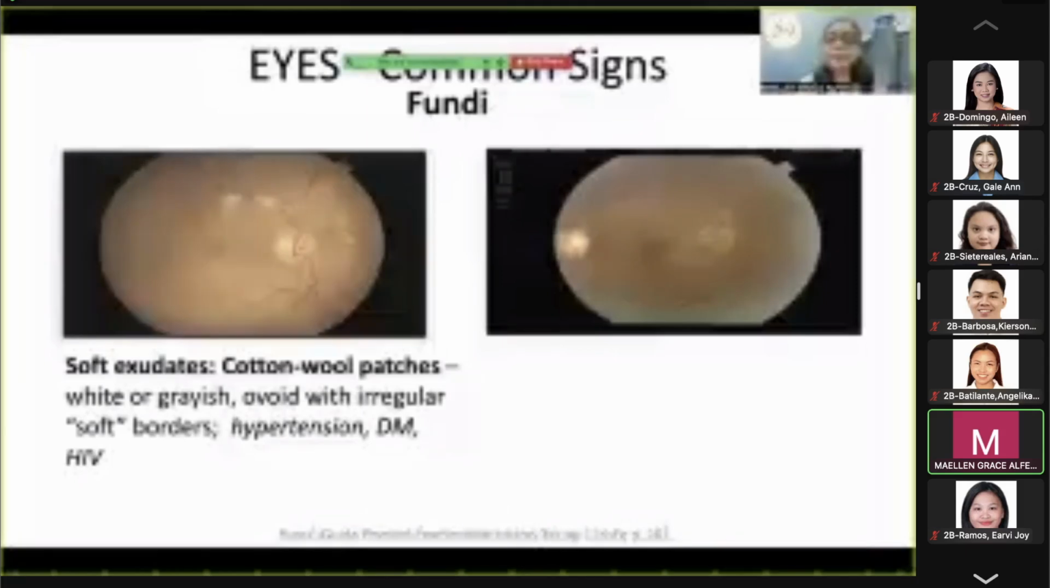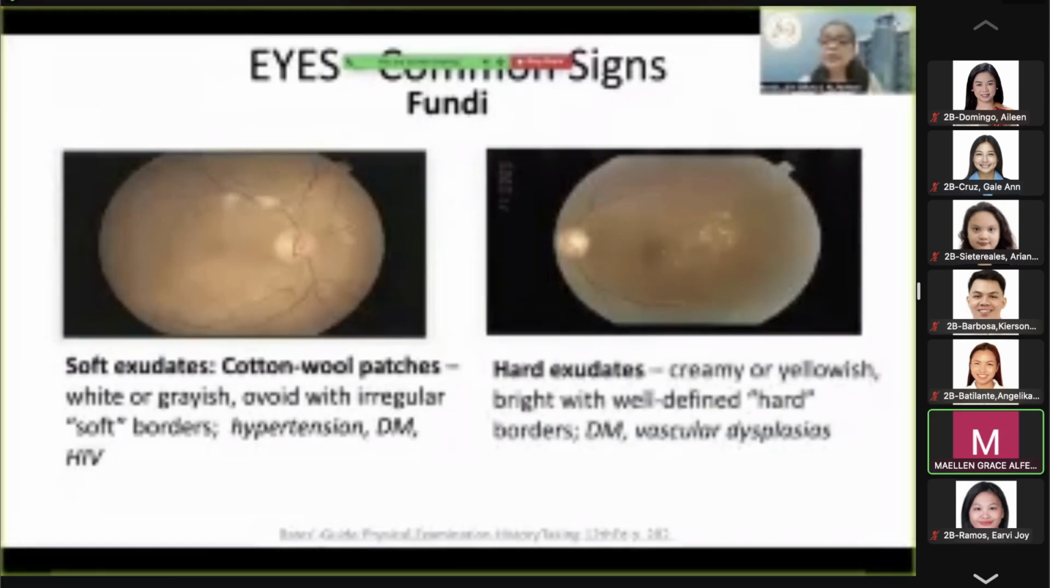Now, as compared to this type of exudates, these are brighter, so they are creamy or yellowish, and they are well defined. So when you look at the margin, it's more of a hard border. So you call these hard exudates, and this is also seen in diabetes, vascular dysplasias.